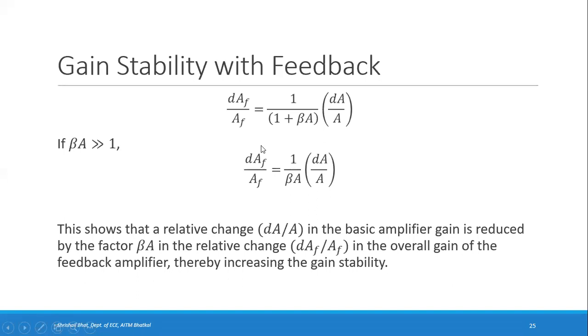So that's all. We have seen voltage series feedback. We have got the expression for its gain with feedback, right? Then we have seen its impedances. We have also seen how the gain and bandwidth of the feedback amplifier, and also the gain stability. There is one numerical example in your textbook and also in the model paper.